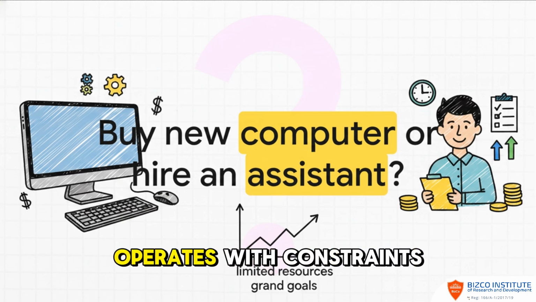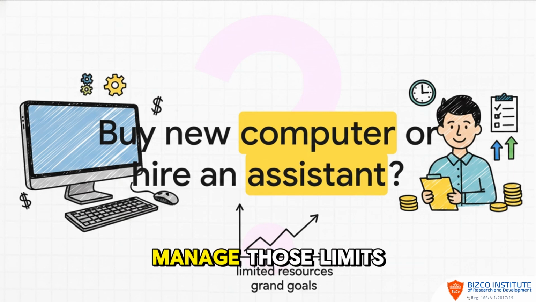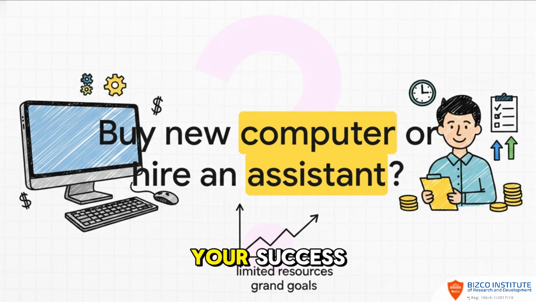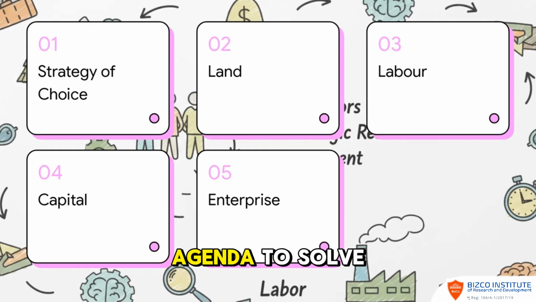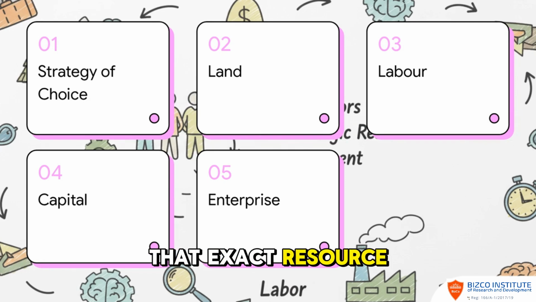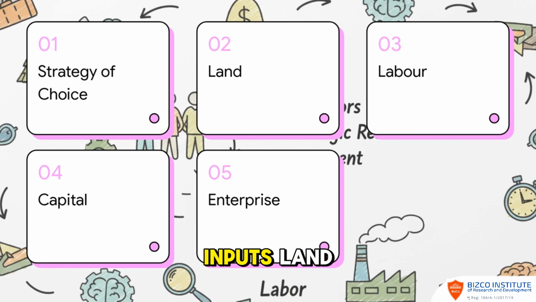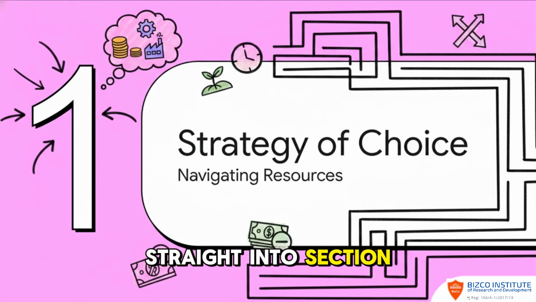Every single business operates with constraints, and honestly, how you manage those limits is exactly what's going to define your success. Here is our agenda to solve that exact resource problem. We'll start with the strategy of choice, and then we're going to break down the four fundamental inputs: land, labor, capital, and finally, enterprise.